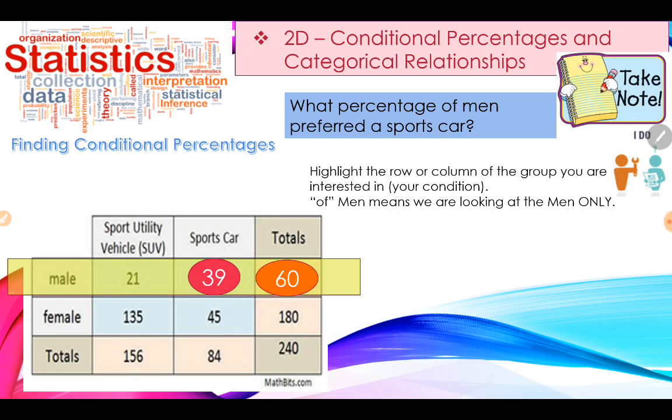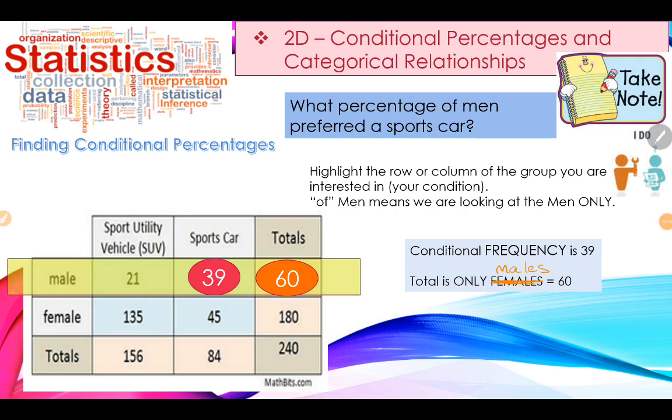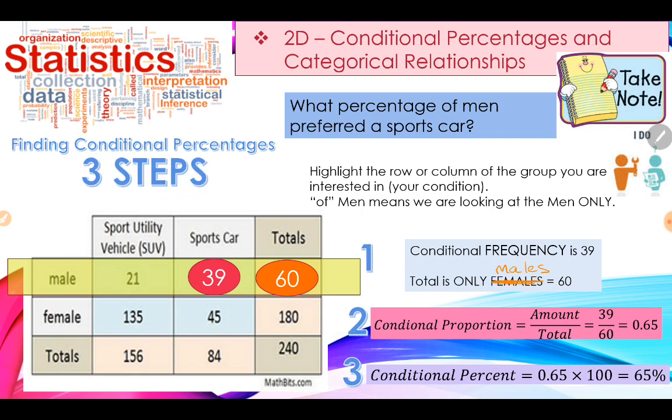So we have 39 out of 60 preferred a sports car. The conditional frequency is 39. Oops, that should say males. The total is only the males, so that's 60 people. So the conditional proportion is 39 over 60, which gives us 0.65. Multiply that by 100 to get 65%. And there's our 3 steps. Find the conditional frequency and the total, then divide to get the proportion, and then multiply by 100 to get the percent.